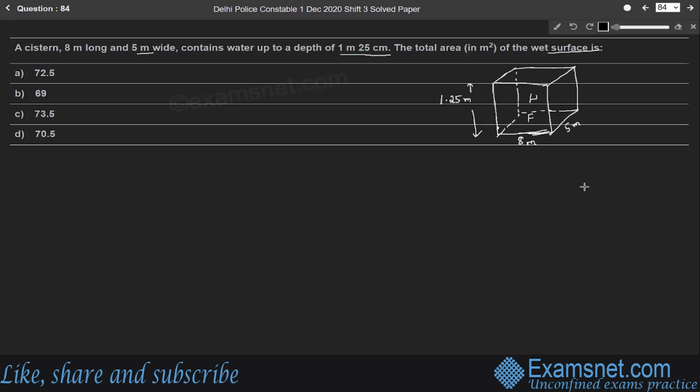Let us denote the hind rectangular area as H, the right rectangular area as R, the left as L, the front as F, and let B be the bottom rectangular area. So we have to find the total area of the wet surface, right? Let us find the surface area of the wall first. Wall means the area of the left rectangle, right rectangle, front rectangle, and hind rectangle, and then the bottom rectangle.